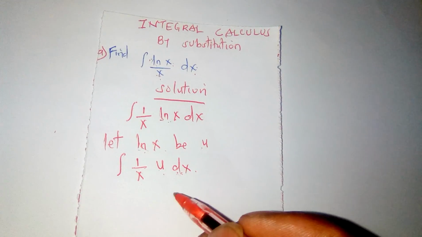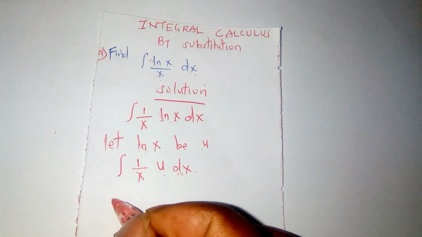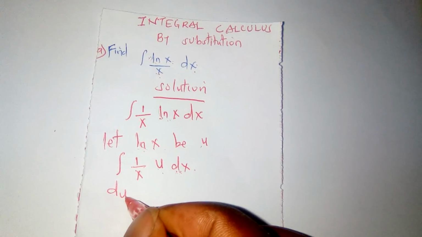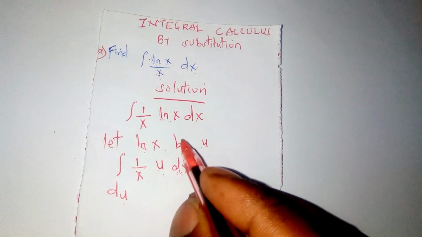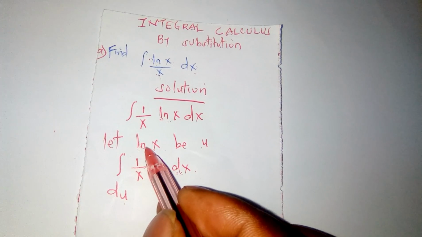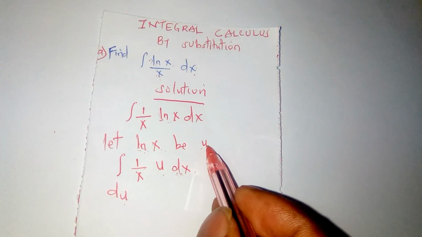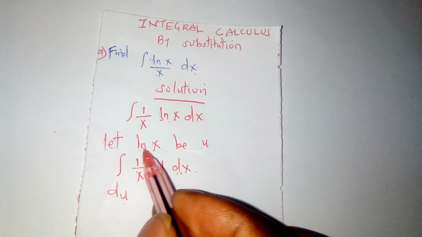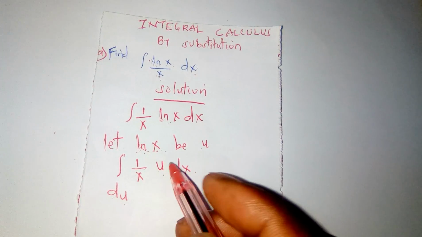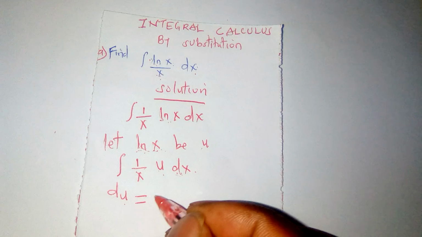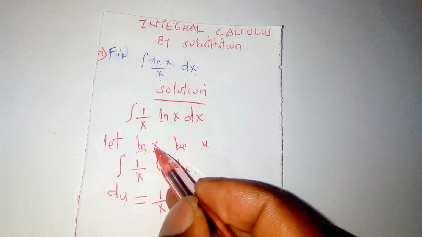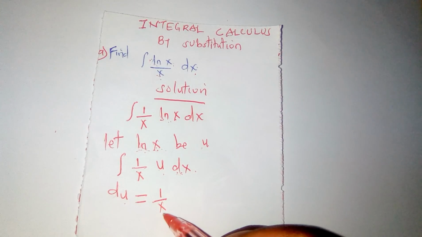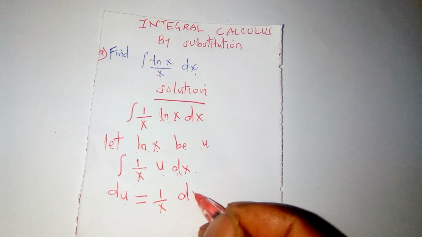And therefore, how can I get du, so that I can substitute it for the dx? To get du, I've said let ln x be u. And therefore, when I differentiate this ln x, I'll come up with du equals 1 over x, because when you differentiate ln x, you come up with 1 over x. Then you add dx here.